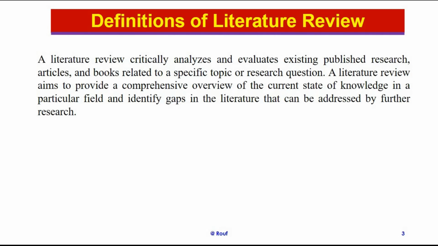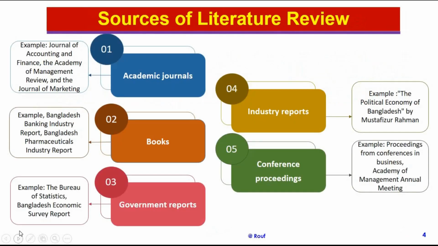Our next slide represents the resources of literature review. There are several resources that can be used to conduct a literature review in a business context. Here are some examples of resources that are commonly used. The first one is academic journals, then government reports, the third one is industry reports, and the last one is conference proceedings. So, academic journals are a primary resource of published research in business.